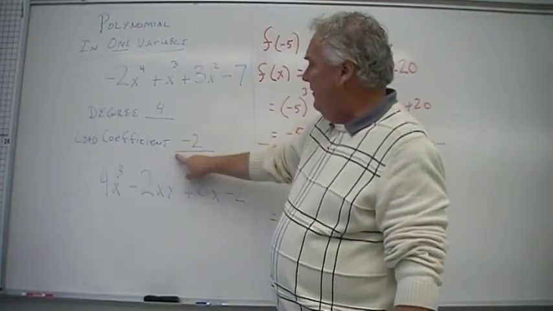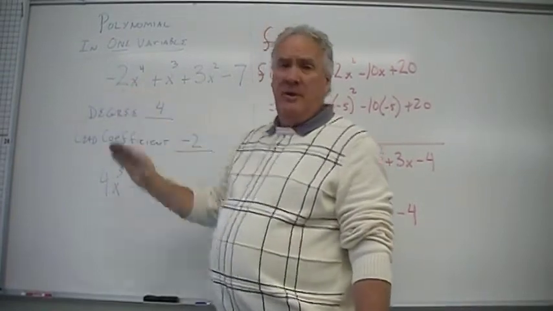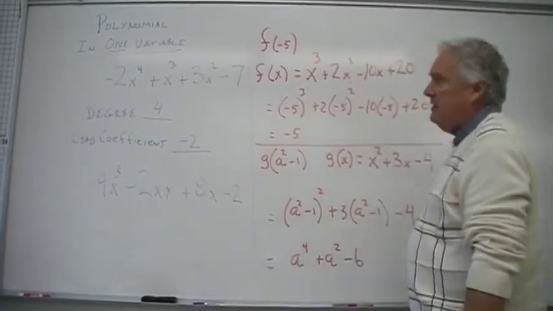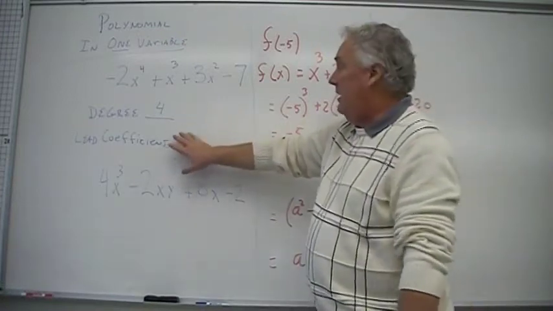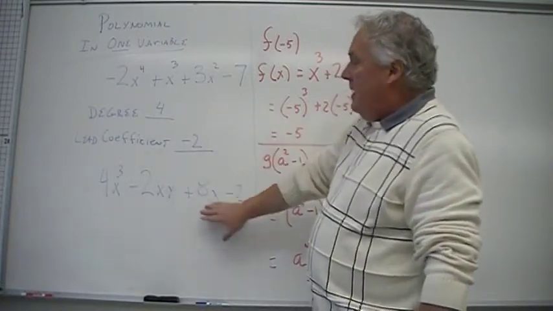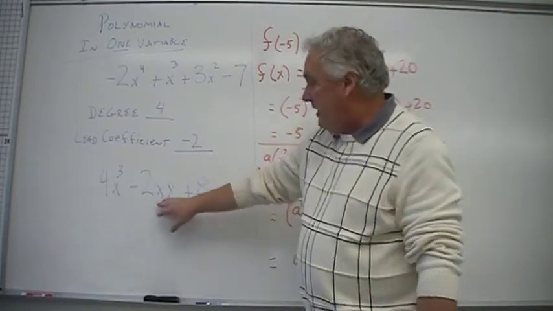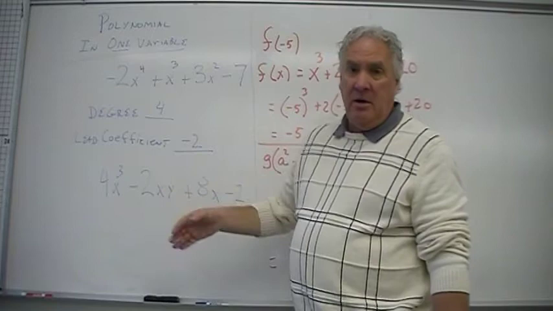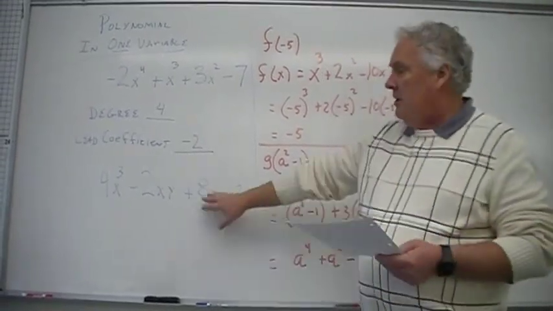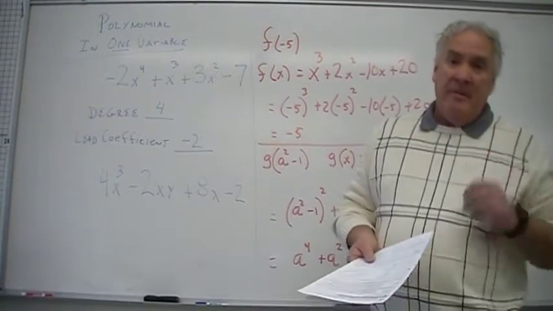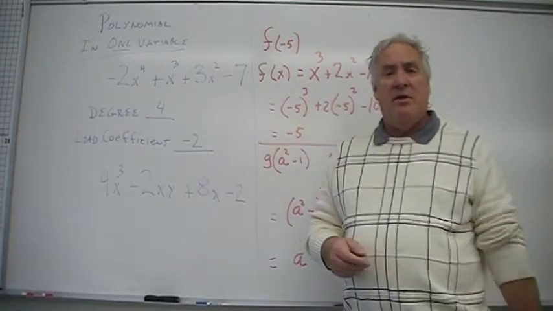And the lead coefficient. This is important. The lead coefficient, the coefficient that goes with the highest degree, in this case is -2. Okay, so we're going to be coming back to that a little bit later. Now, here is a polynomial that's not in one variable because it's got the xy here. So that would be a reason why it's not in one variable, so you just kind of leave it like that.